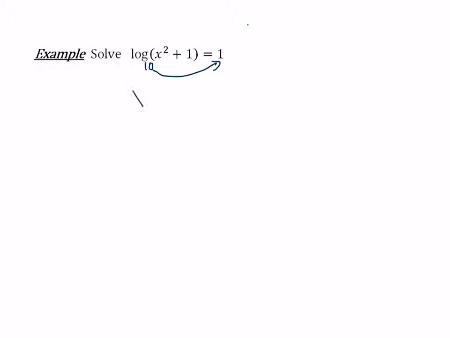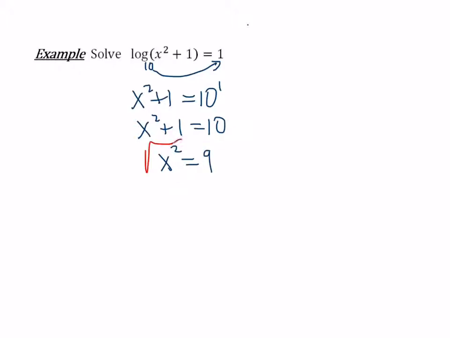Rewrite this as an exponential. x squared plus 1 equals 10 to the first, which is just 10. So x squared plus 1 equals 10. Subtract 1 from both sides. And then let's square root that thing. And when we square root, we're going to get two answers. We're going to get x equals 3 or negative 3.